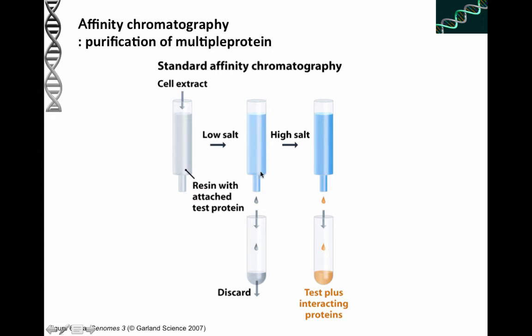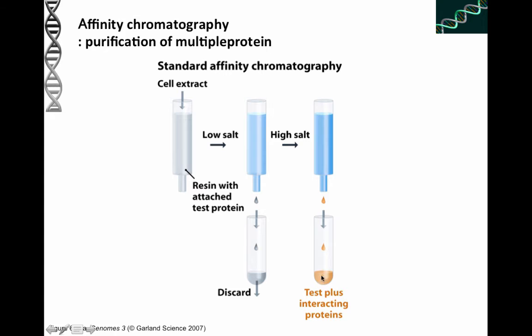Then you wash the column several times so that all the unnecessary debris is washed out, including other non-specific proteins. And you change the condition. The condition to maintain the binding of the antibody and the protein is a low salt condition. When you increase the salt, the high salt will interfere with the protein-antibody interaction so that the protein is now detached from the antibody, released from the column, and drops into the collecting tube.